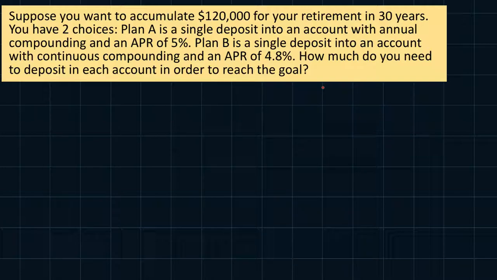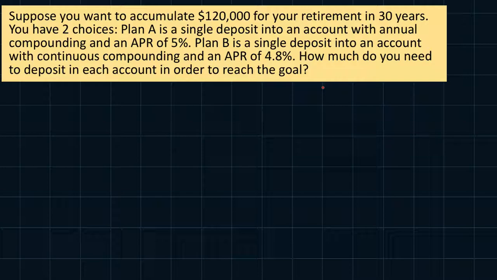Now, what do you think you would want to happen if you reached the $120,000 from both accounts? What do you think would be the better bank? How would you know which bank is better for you? Which bank you should choose? Well, the bank that's better is the one with the smallest amount that you have to put in.